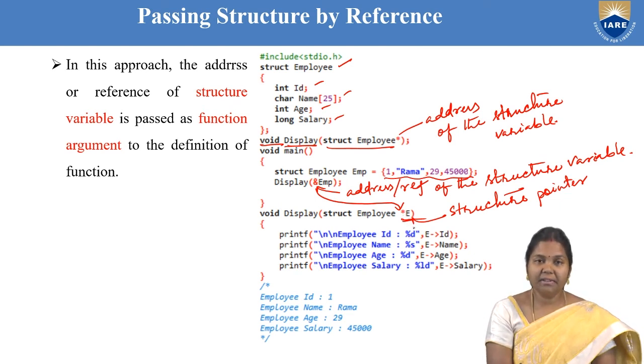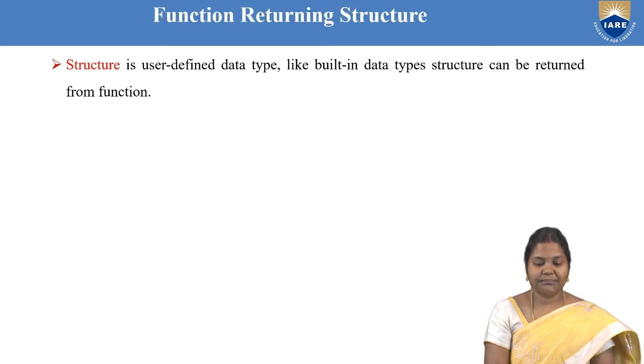Now after receiving the structure, if it is a pointer, then use the arrow operator. So E arrow ID, E arrow name, E arrow age and E arrow salary. These are the members we are accessing using the arrow operator. You can see the output here. The members are simply displayed. So we have understood a structure can be passed to a function by reference or by value.